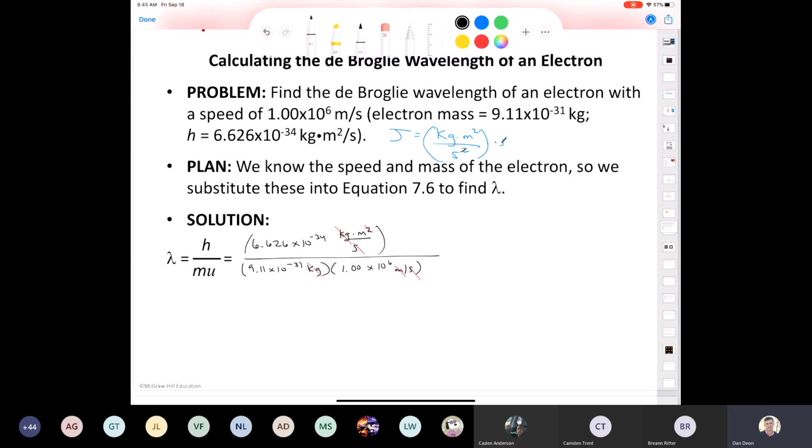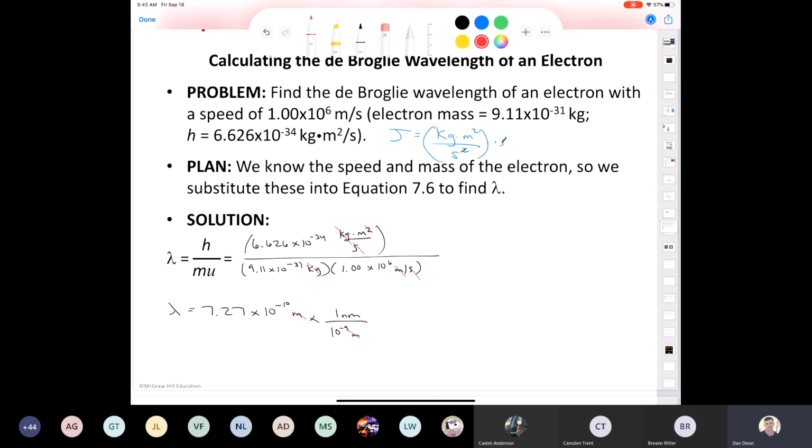It's always nice to make sure that our units cancel out. And we end up with this wavelength, which is 7.27 times 10 to the negative 10 meters. Now, if I convert that into nanometers, and we did that earlier on today, so 10 to the negative 9 meters in 1 nanometer, like that.